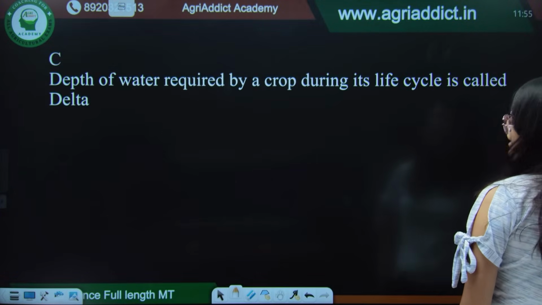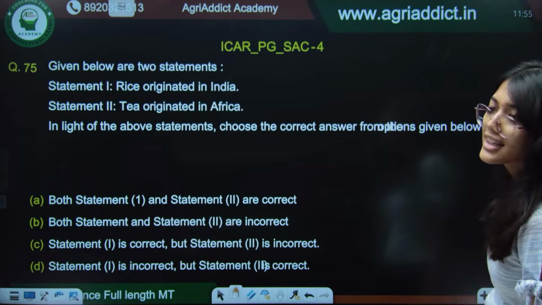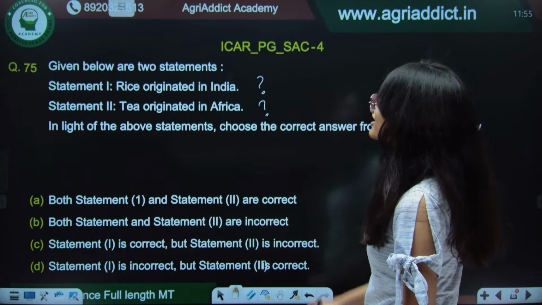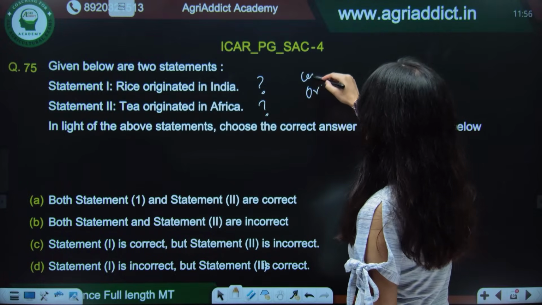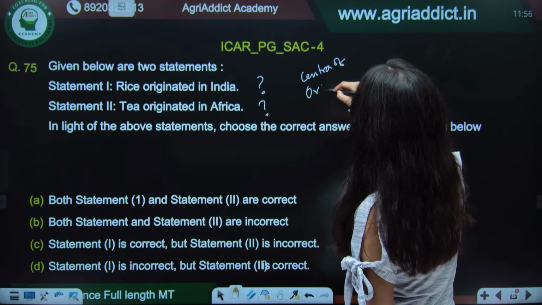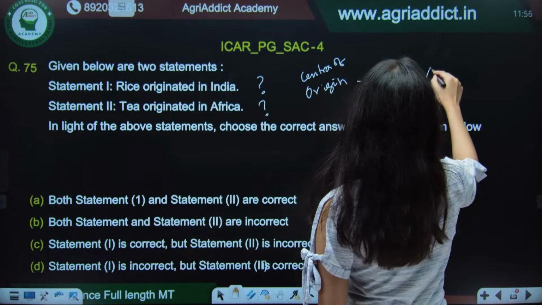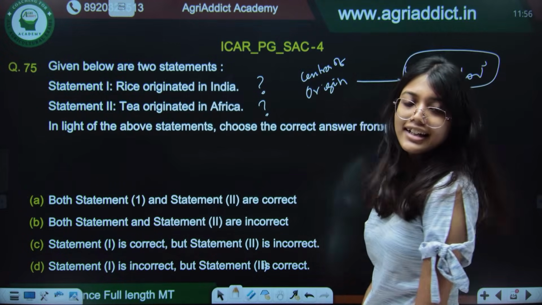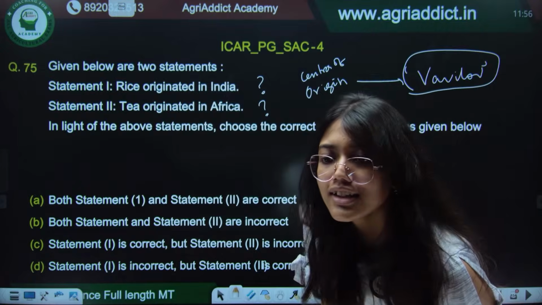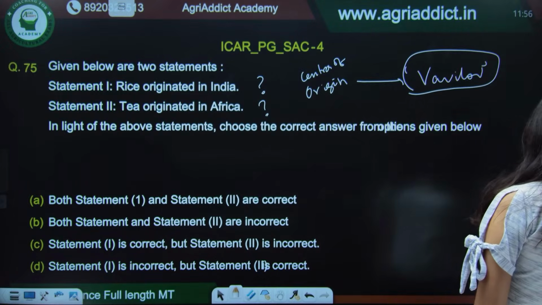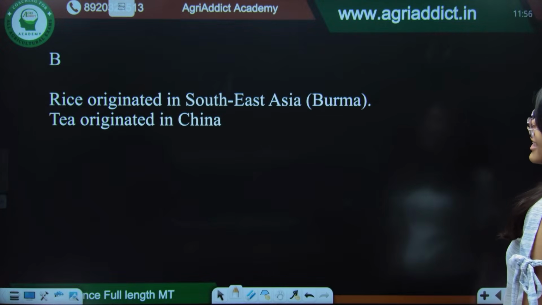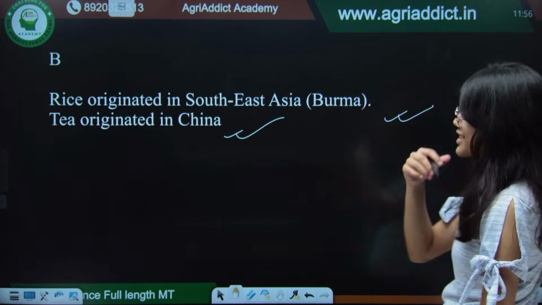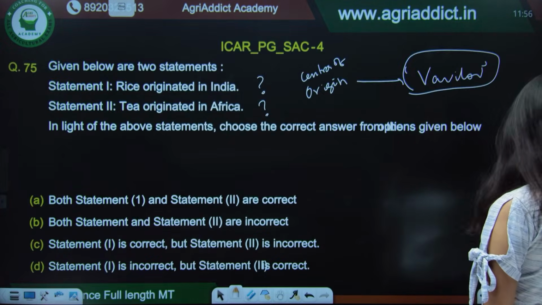Next. Rice originated in India. Tea originated in Africa. So this has been directly taken from the centers of origin, and the centers of origin were given by Vavilov. You all have read agricultural heritage, I suppose, in your first semester. Rice originated in Southeast Asia and tea originated in China, so both are false. Good. Next.